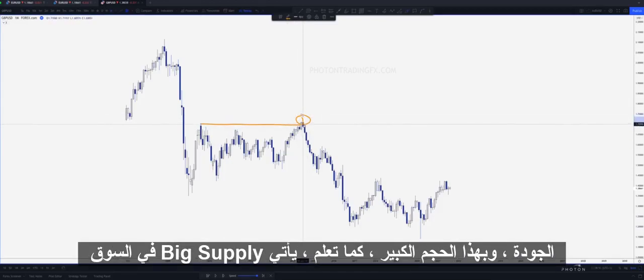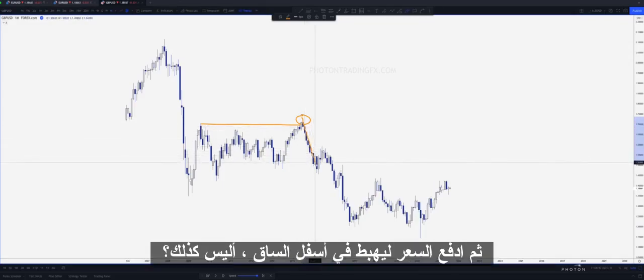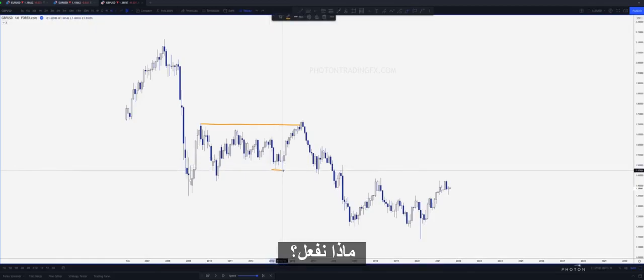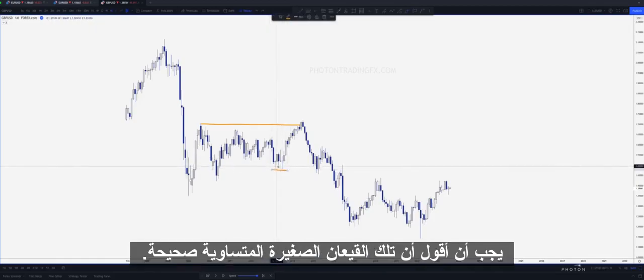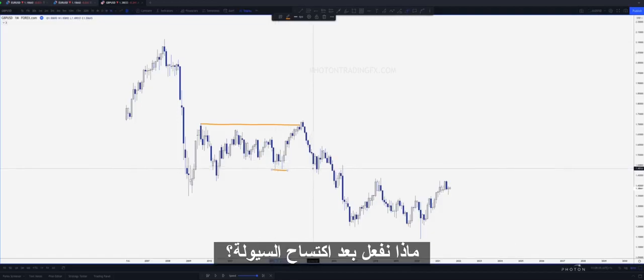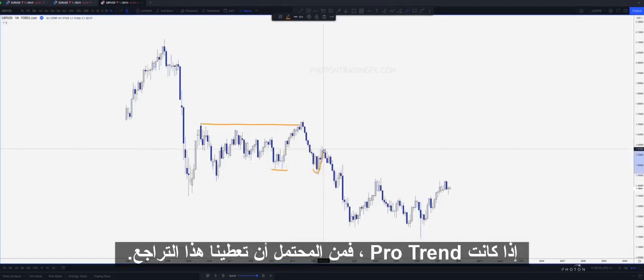that large big supply comes into the market from that big money to eventually then push price on to come down for that lower leg, right? And even on the way down, we sweep, I should say, those mini equal lows there, right? What do we know after a sweep of liquidity? If it's pro trend, it's likely to just give us that pullback, right?